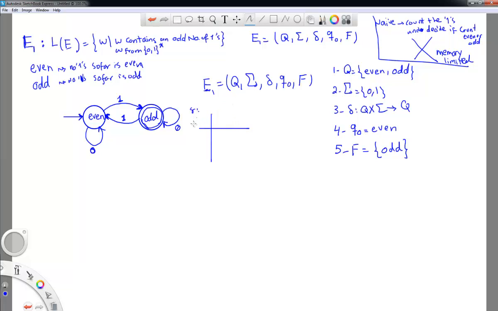So delta is from Q cross sigma. Sigma was 0, 1. Q was even and odd. Even was the start state. If you see a 0, you stay in even. If you see a 1, you flip to odd. If you're odd and see 0, you stay in odd. And the moment you see a 1 in odd, you flip back to even. And this is all there is to it to design your finite automaton that accepts the set of strings that contain an odd number of zeros.